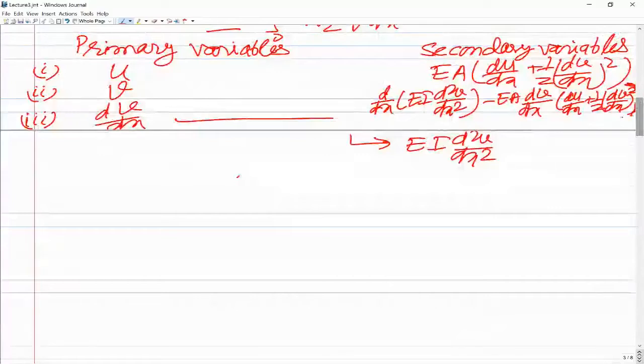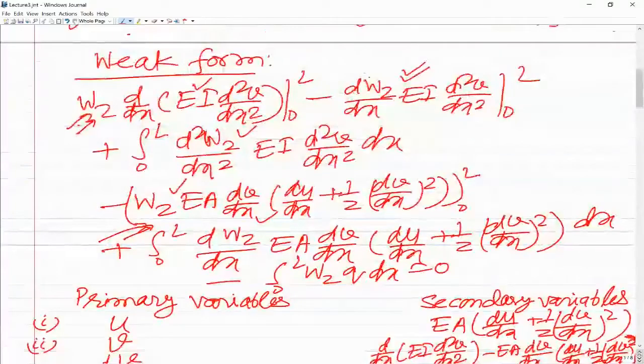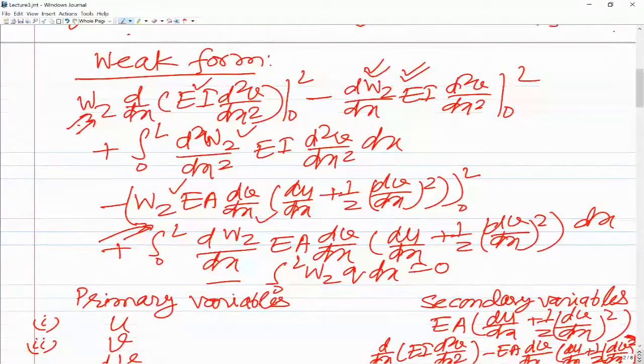The third primary variable I think should be d2v upon dx squared? No, sir, because in the second boundary term the weight function is dw2 by dx, which is the first derivative only. So we write w2 is equal to v, and it becomes dv by dx, as you see from this. Okay, got it.